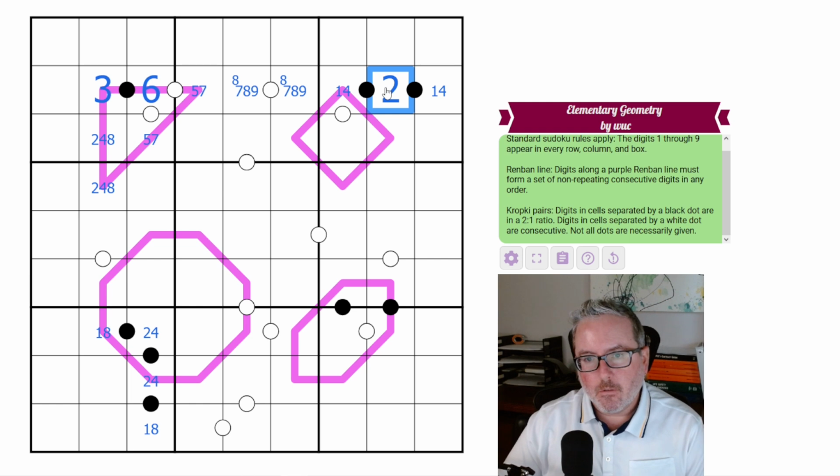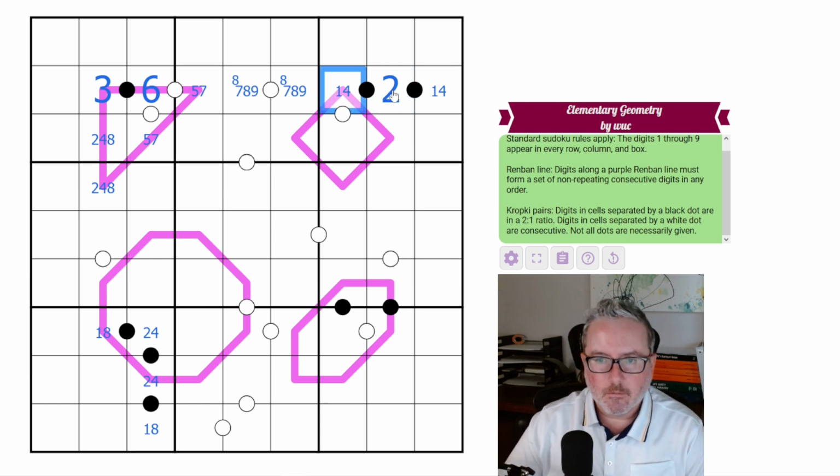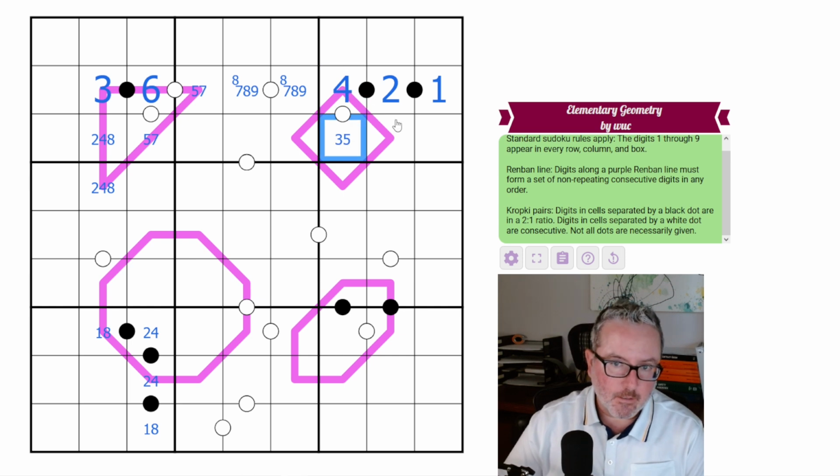Now, the 2, well, okay, this can't be a 1, because if this is a 2 and this is a 1, well, this has to be a 2 as well to be consecutive. So this is 4 and this is 1. Therefore, this digit has to either be a 3 or a 5 to be consecutive with that 4. What else?